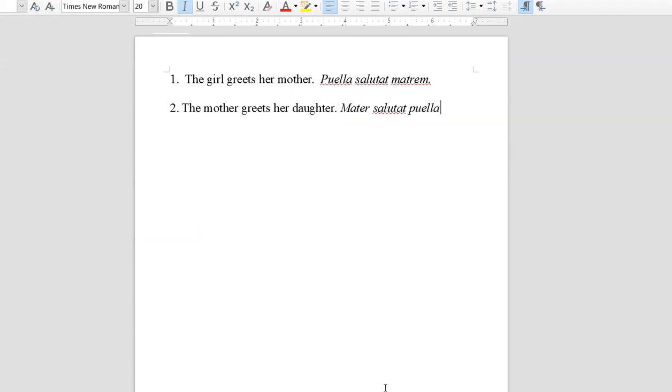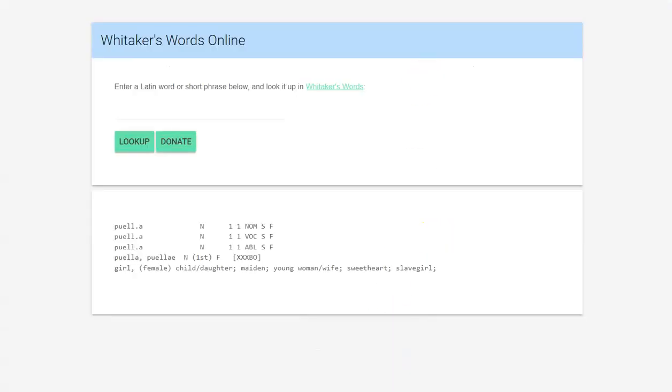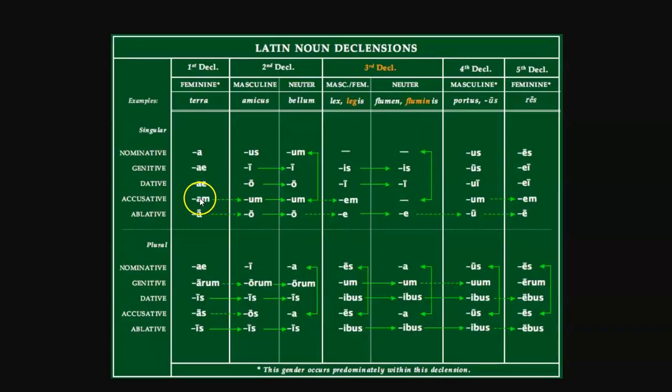So here we're going to change girl into the accusative. So here we have the mother. As you know, Latin tends not to use definite articles. So the mother greets. Again, we probably would put the verb at the end, but we can keep it here for illustration purposes. And then you can see instead of puella, we have puellam. Why? Because, of course, we need the accusative direct object ending, which is am. So you can see, however we use the word girl, it's going to have one of these endings.